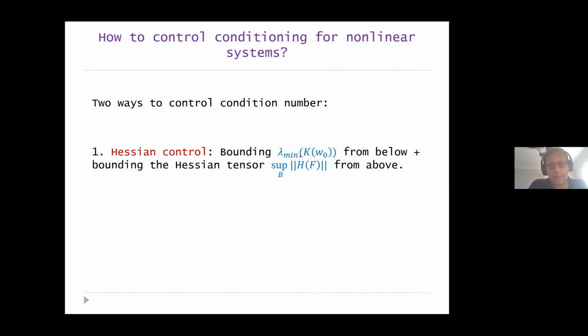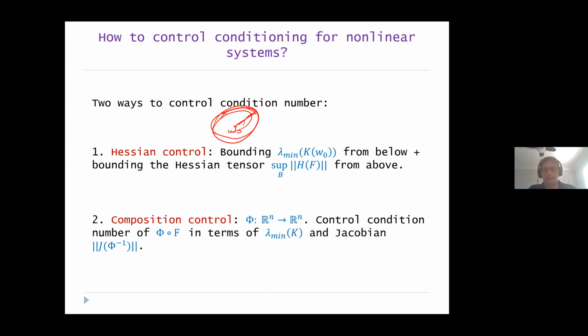Suppose I want to bound lambda min of K of w. Notice that K of w is essentially the first derivative. So if I want to bound the change of K of w, I need to bound the second derivative. If my lambda min is bounded at w naught, and the Hessian is small in a ball, then I can bound this lambda min in the whole ball. That's what we call Hessian control. It's the idea of bounding the change of the first derivative by the second derivative. That's one way, and we will see how it comes in the neural nets.